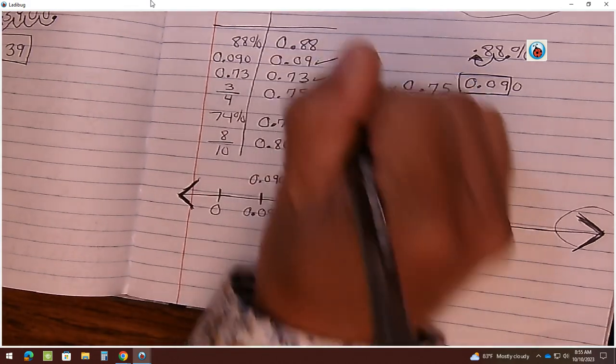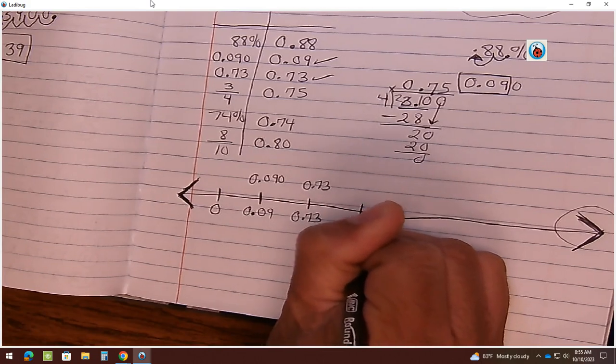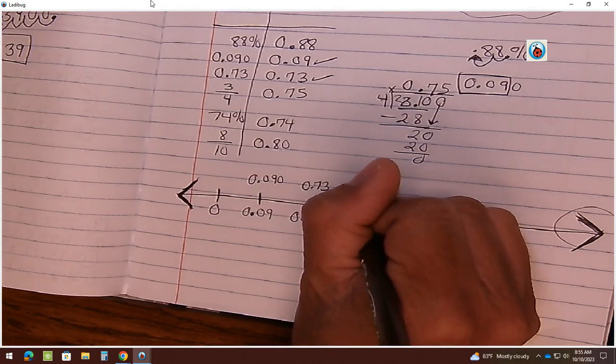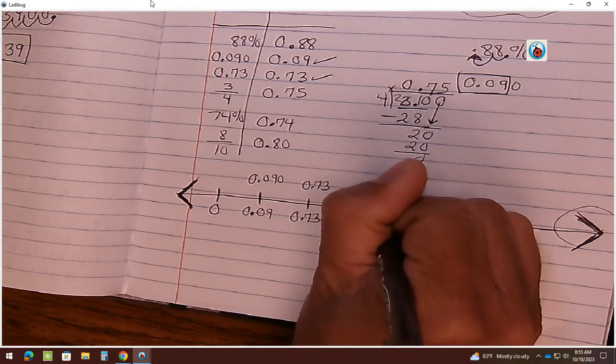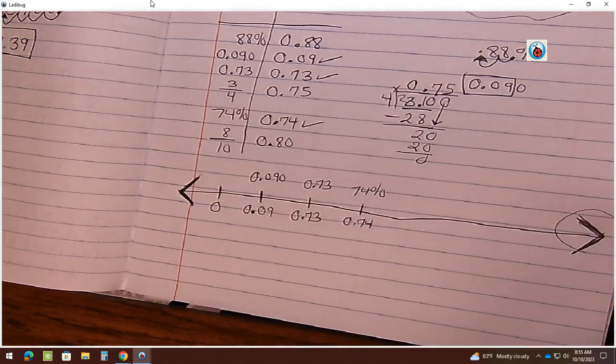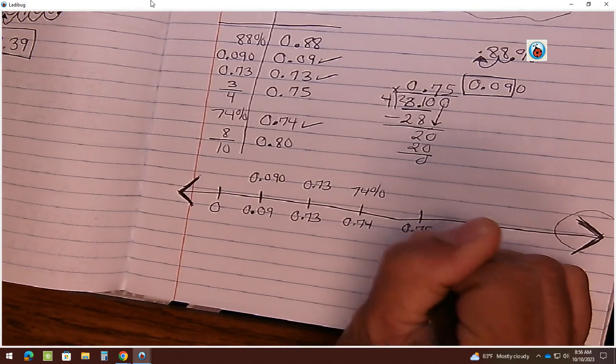Put a check there. After 73 cents, who comes next? 74 cents. And what's the original? 74%. Put a check so you know that you already used it. After 74 cents, who's next? 75 cents. And the original?